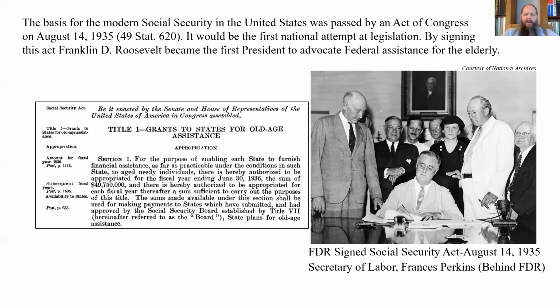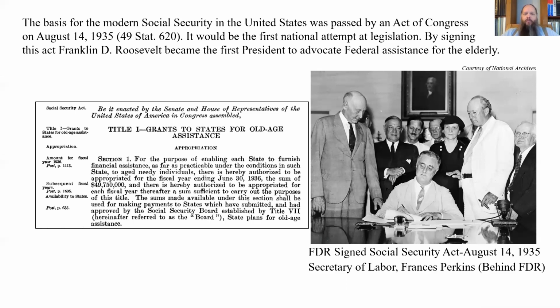By signing this act, Roosevelt became the very first president to advocate federal assistance for our elderly. This was substantial in the realm of historic documents. This picture shows FDR signed and flanked by some of his closest advisors and cabinet members, and pictured behind him was Francis Perkins, who was his Secretary of Labor. All of them supported Roosevelt and his work towards our recovery and our reform during this New Deal era.